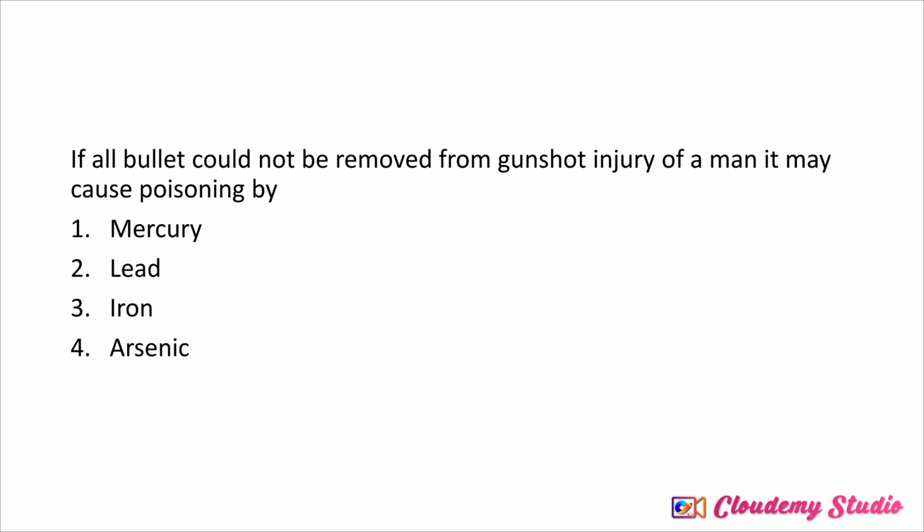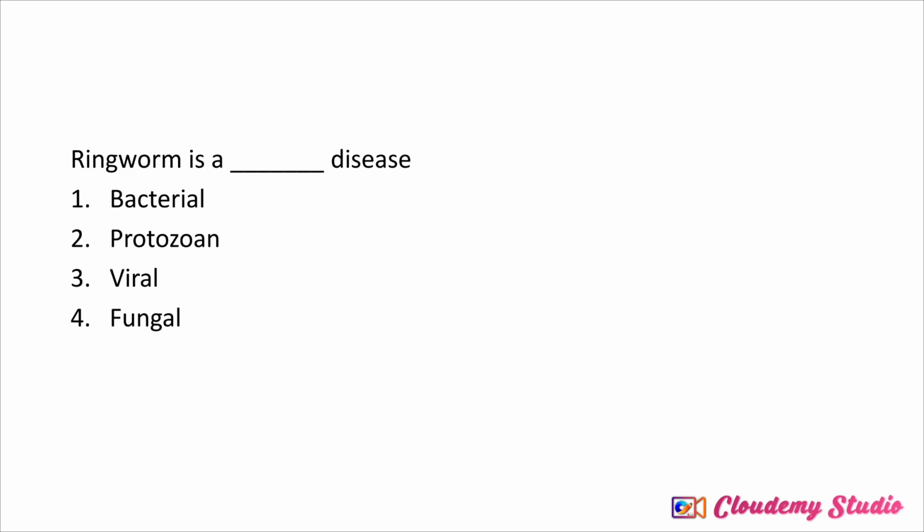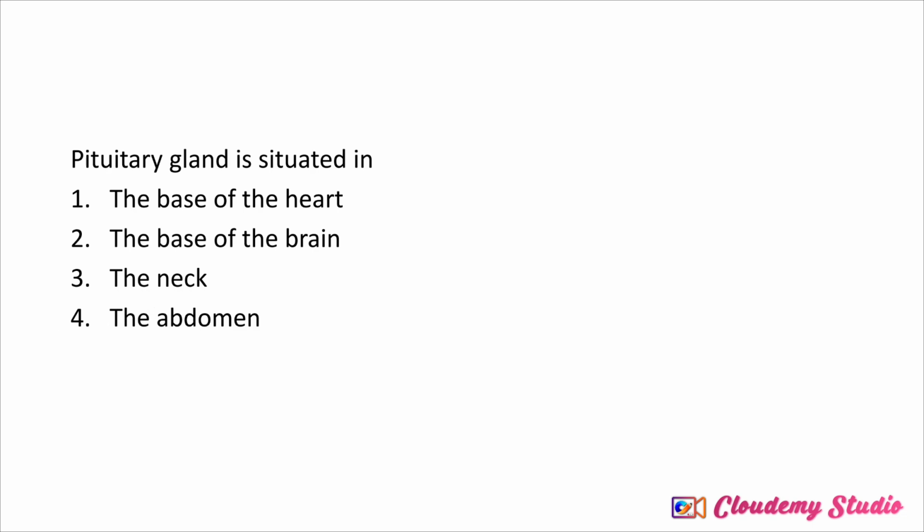If a bullet could not be removed from the gunshot injury of a man, it may cause poisoning by mercury, lead, iron, arsenic. Of course, lead. Ringworm is a dash disease: bacterial, protozoa, viral, fungal. Ringworm is a fungal disease. Next, pituitary gland is situated in the base of the heart, base of the brain, neck, or the abdomen. Base of the brain.